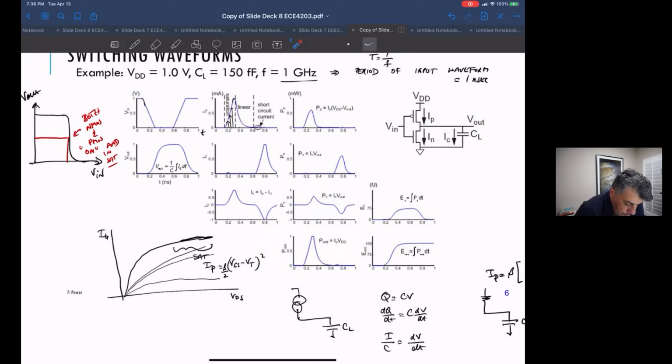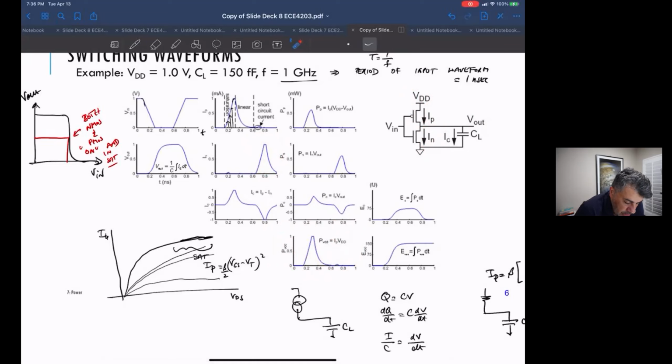Now the supply, VDD, doesn't see the current going through the NMOS at any point, or the power going through the NMOS, because when the NMOS is on, pulling current, the PMOS is off, which means the VDD, the supply, doesn't see the NMOS. So the supply voltage doesn't see this.